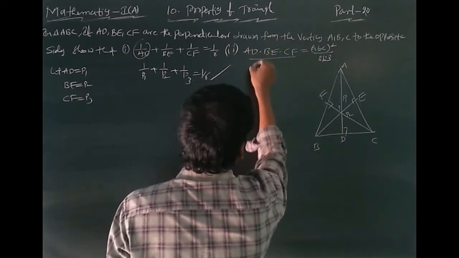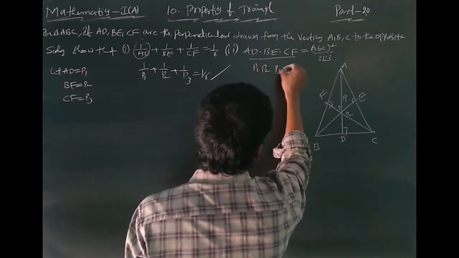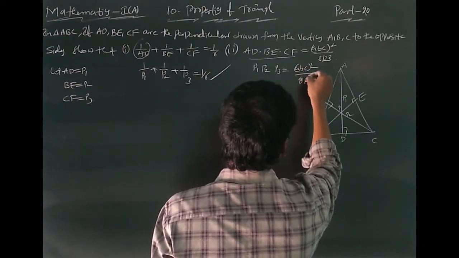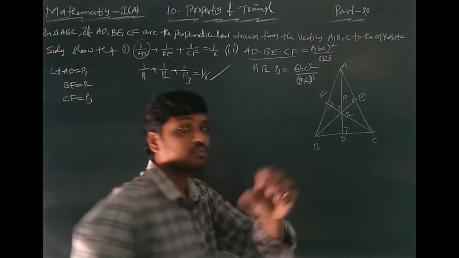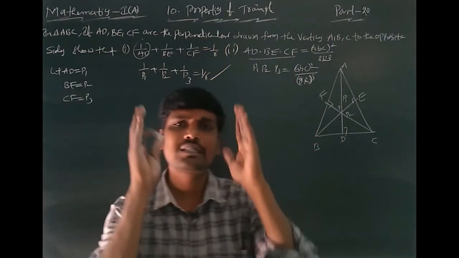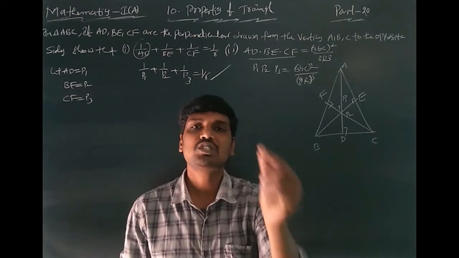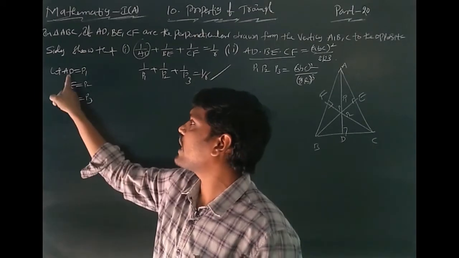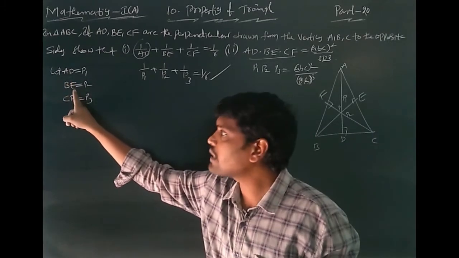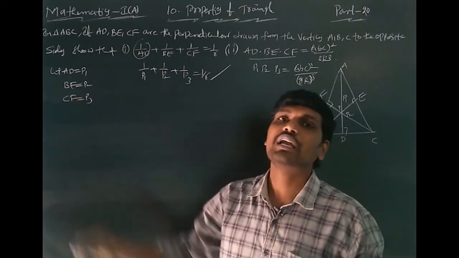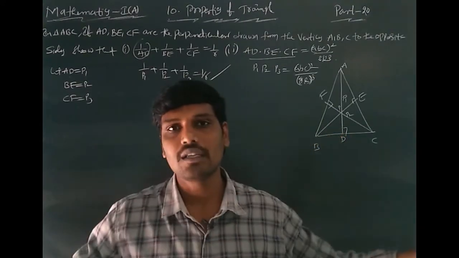This is P1 into P2 into P3 equal to ABC whole square by 8r cube. This is the last problem of the previous problems. This problem and the previous problem both are the same, with just one change. What is the change? In place of P1 you can write AD, in place of P2 you can write BE, in place of P3 you can write CF. That's why the total answer is completed.